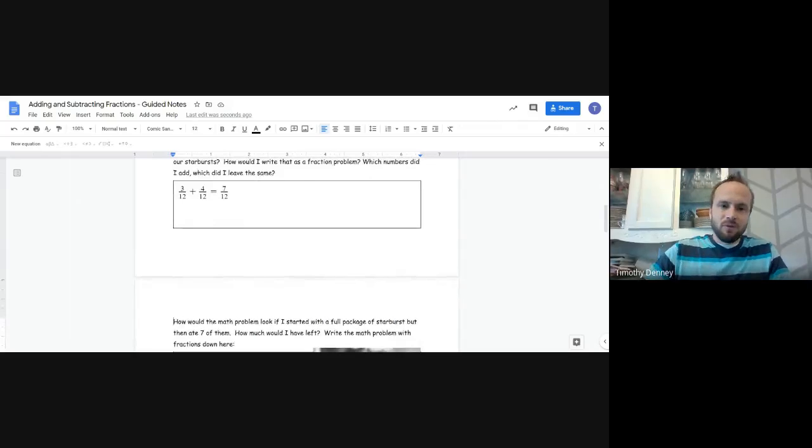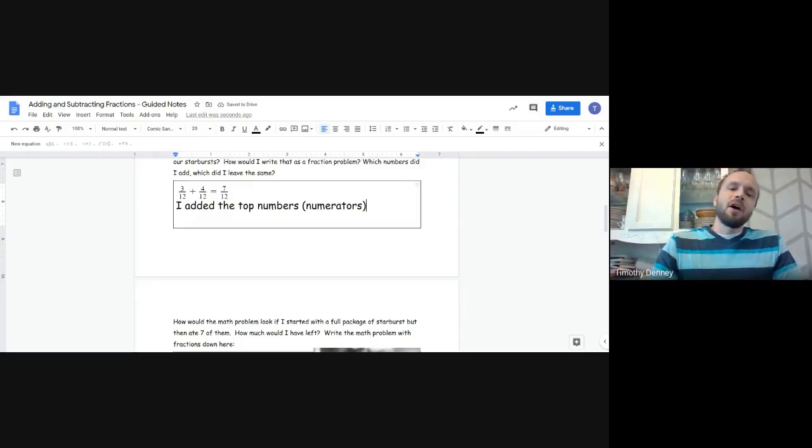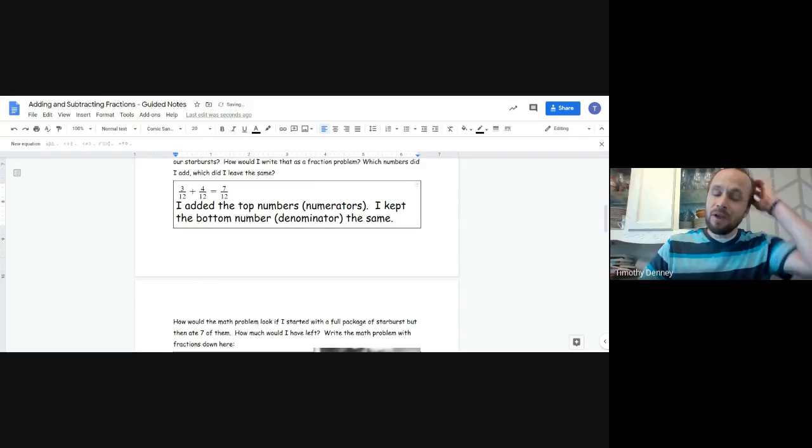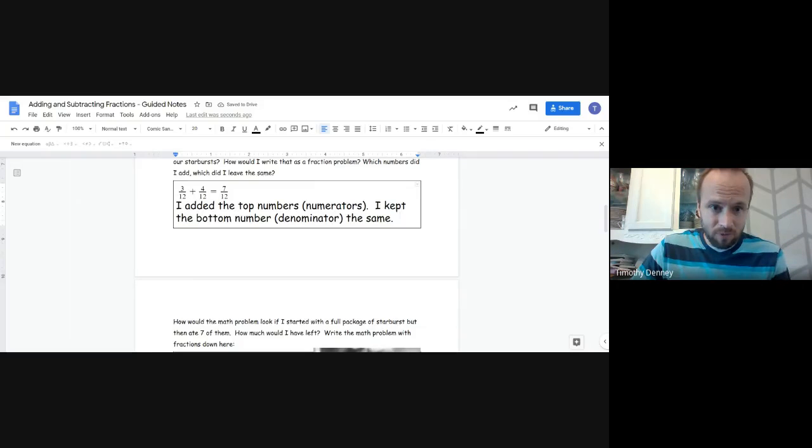All right, so what did I do? Well, I added the top numbers, and we're going to start calling them numerators, because that's the official math term we're supposed to use. I added the numerators, and I kept the bottom number, which is called the denominator, the same. And that's how you add and subtract fractions. You add the top numbers, the numerators, and you keep the denominator the same.